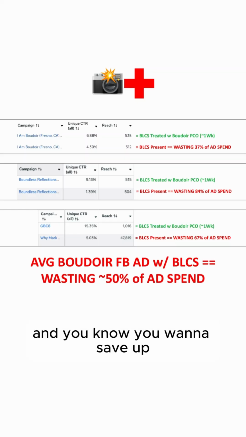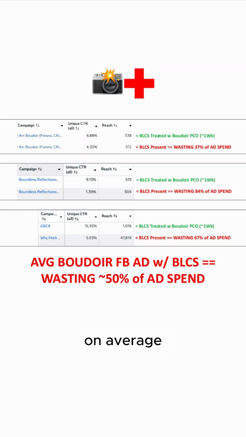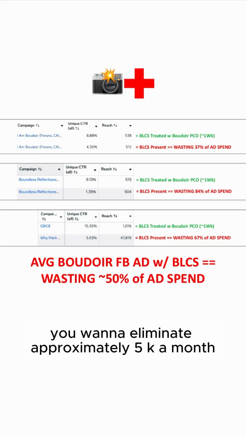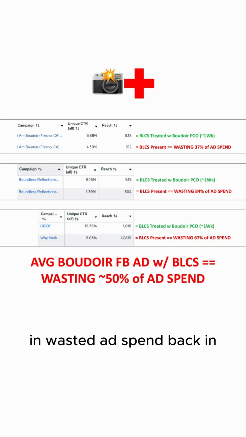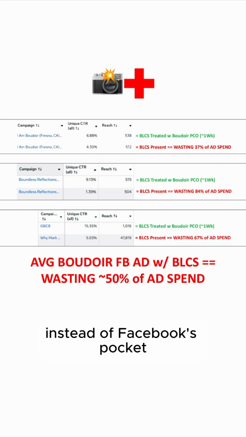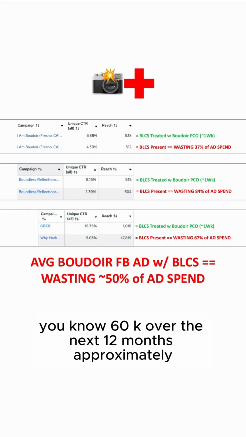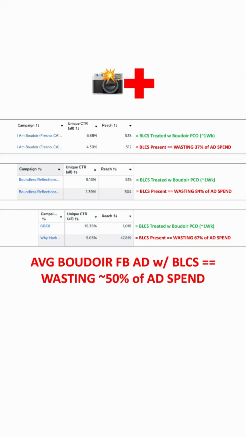And you want to eliminate, on average, approximately 5K a month in wasted ad spend. Put that back in your pocket instead of Facebook's pocket, where it's being wasted. That's 60K over the next 12 months, approximately.